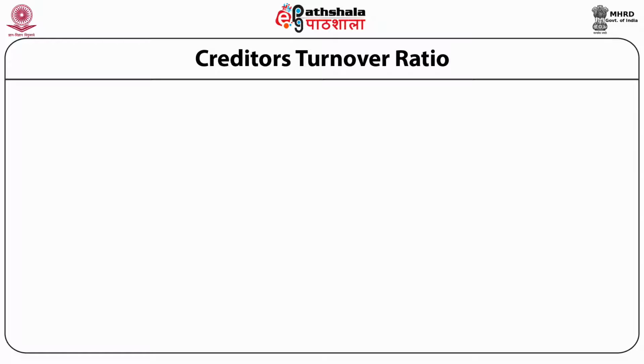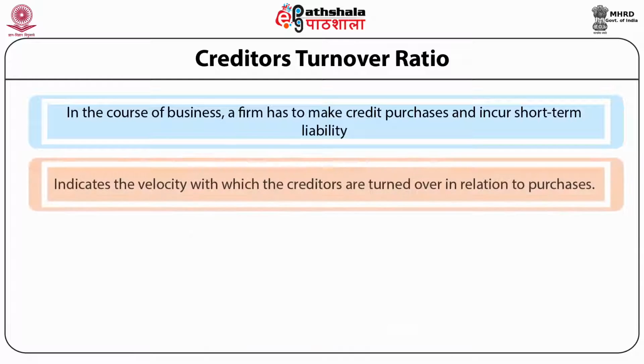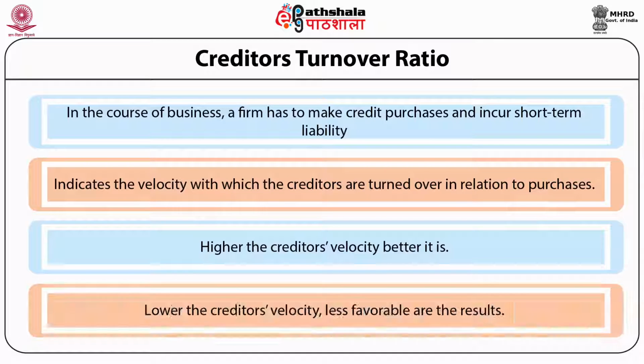Next ratio is creditors turnover ratio. In the course of business, a firm has to make credit purchases and incur short-term liability. This ratio indicates the velocity with which the creditors are turned over in relation to purchases. Higher the creditors' velocity, better it is. Lower the creditors' velocity, less favorable are the results.